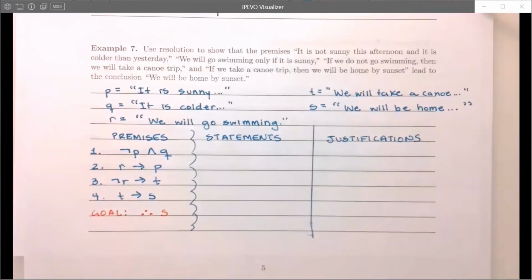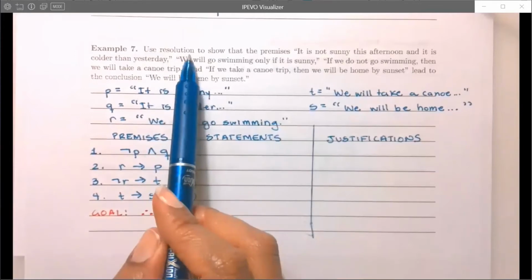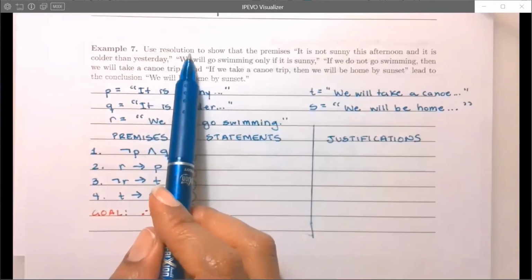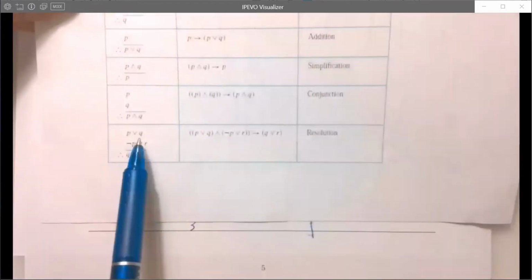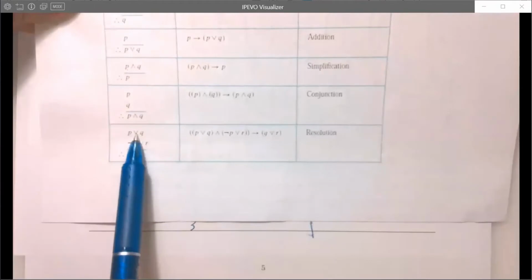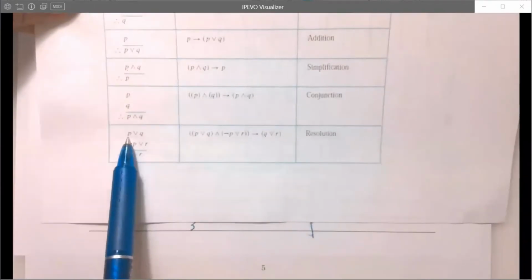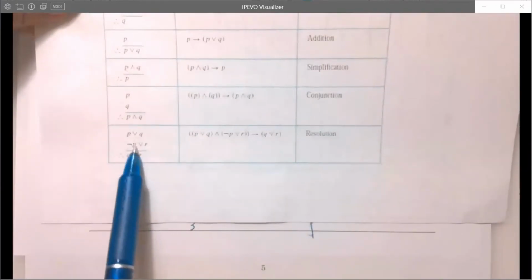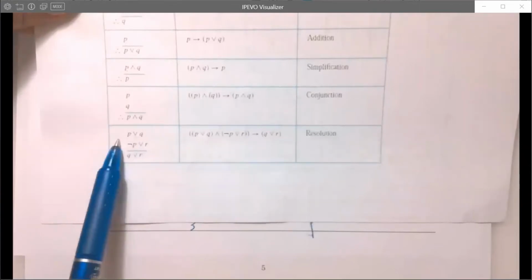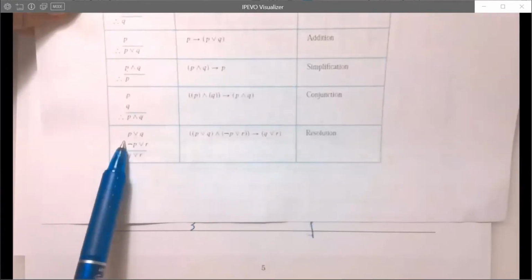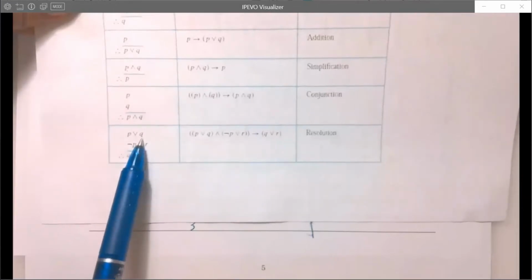Right, so let's give it a try. I'll start with, they do say use resolution. Okay, so let's take a look at what resolution was again. Resolution referred to when you have 2 disjunctions using the same variable, but one of them is negated. When that happens, you can cancel these out and end up only with Q or R.